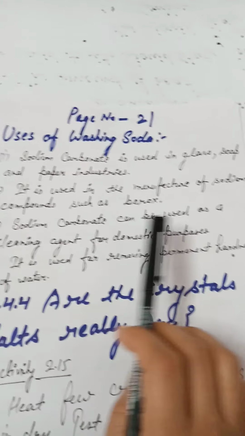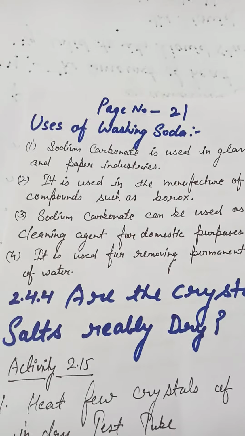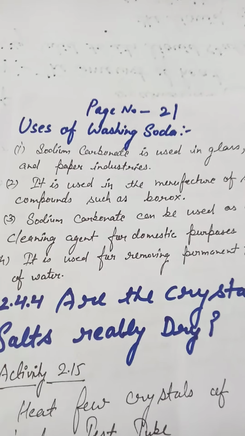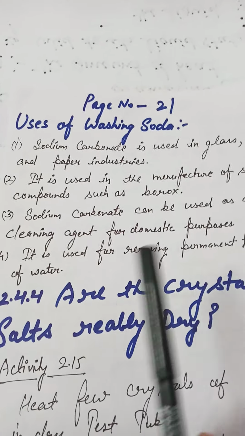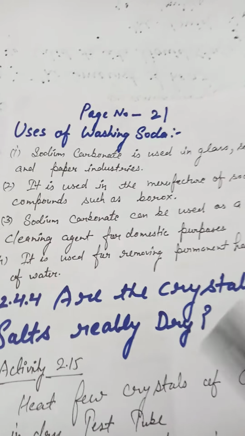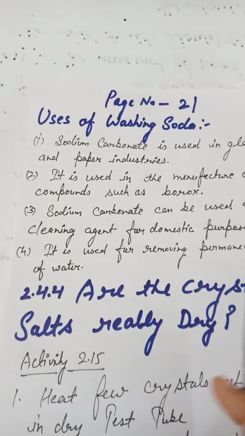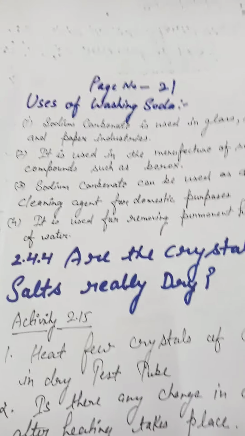Sodium carbonate can be used as a cleaning agent for domestic purposes. You all know it has a famous use in our daily life, that is as a cleaning agent. It acts as a cleaning agent for domestic purposes, and we use it to clean our clothes also. It is also used for removing permanent hardness of water.